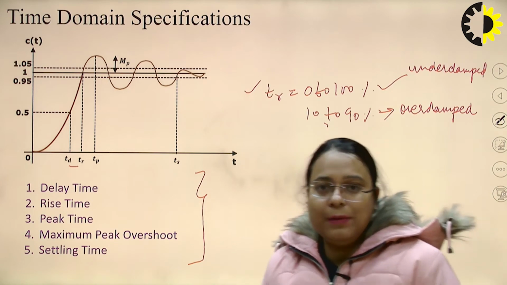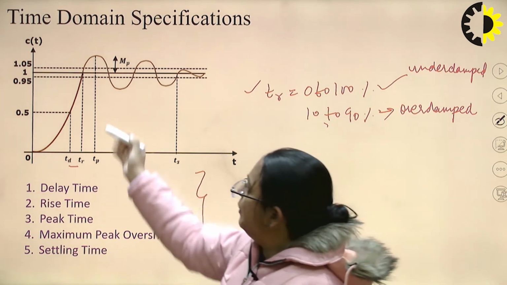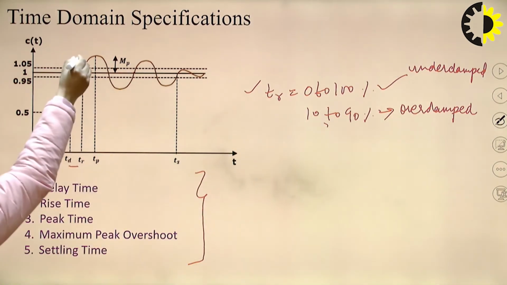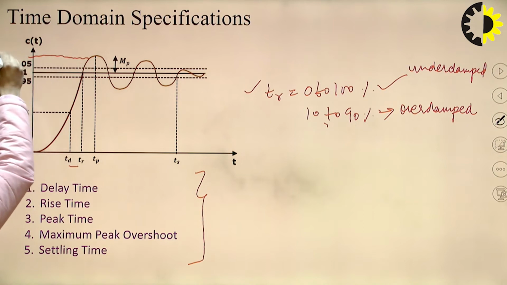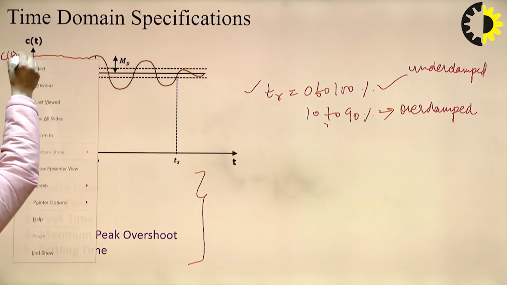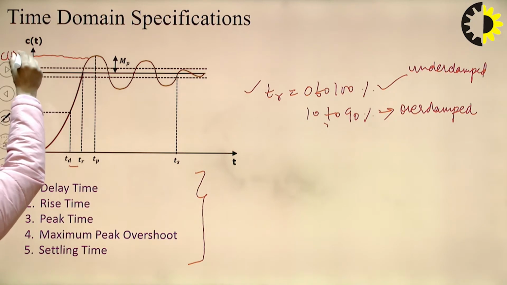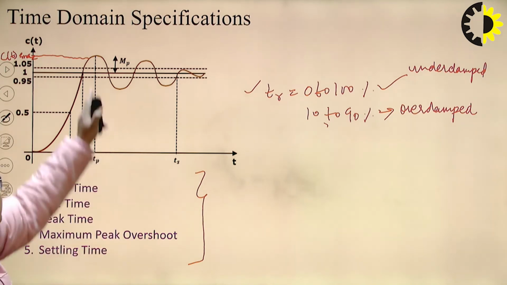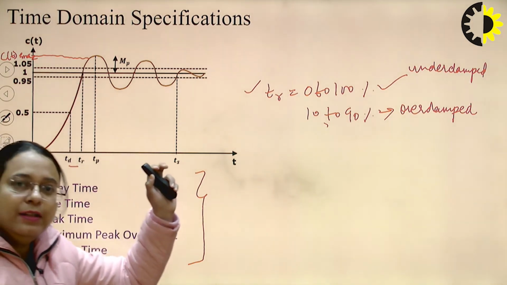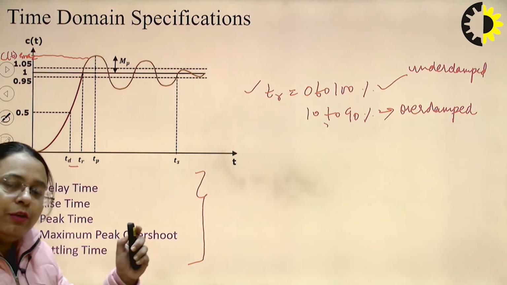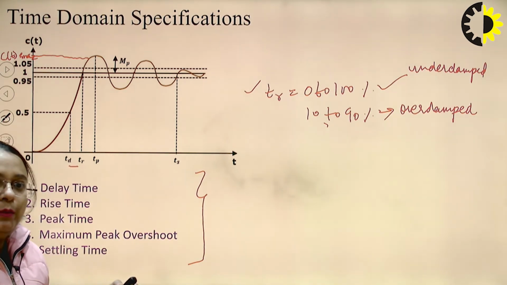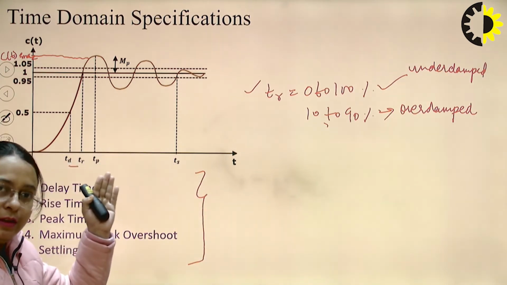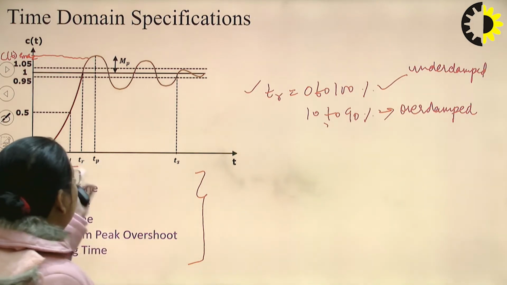So peak time is the time required to reach the peak value of the output. This can be represented here as this peak. Here we can write it as C(t) max. And the maximum peak overshoot can be defined as the maximum positive deviation of the output from its desired value, and the time at which this maximum positive deviation is achieved is called the peak time, right?